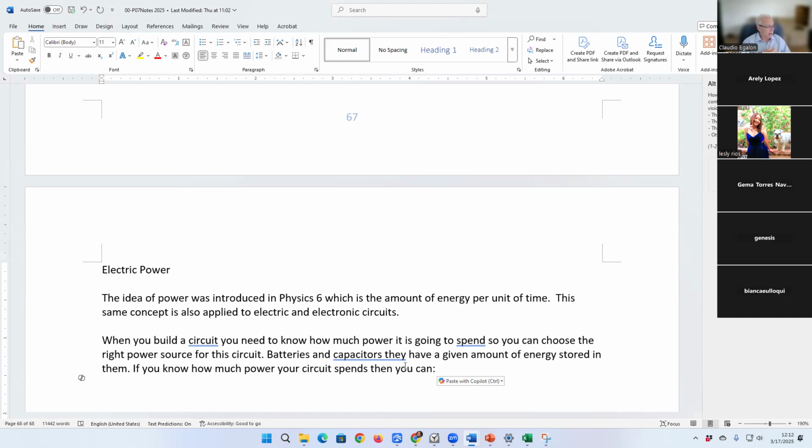If you have, for instance, a power source that can provide 3 watts, but then you have an element that can consume 3 watts, that's okay. The battery will be able to provide that energy per unit of time to that element. However, if you get an element that's going to spend not 3 watts, but 100 watts, the power source of 3 watts is not going to be able to keep up with how much power the other element is sucking out. I'm going to give you an example.